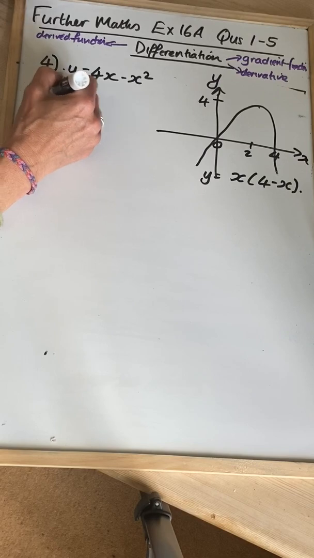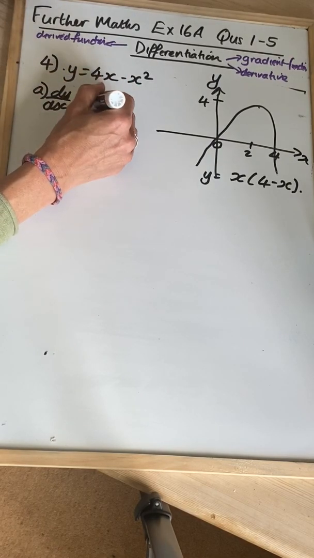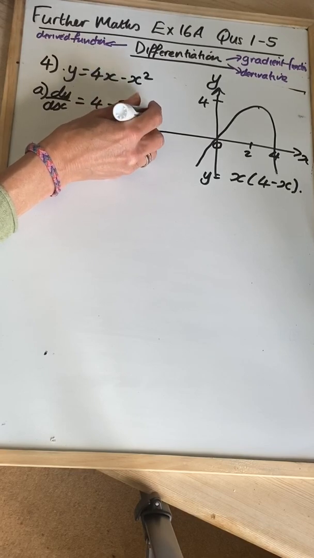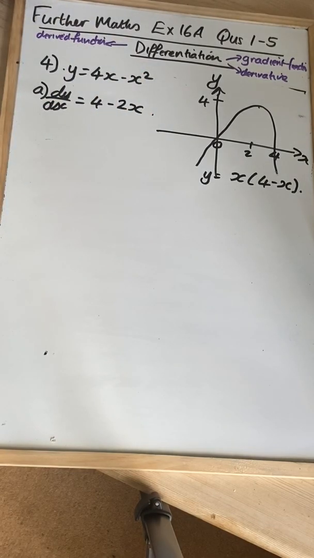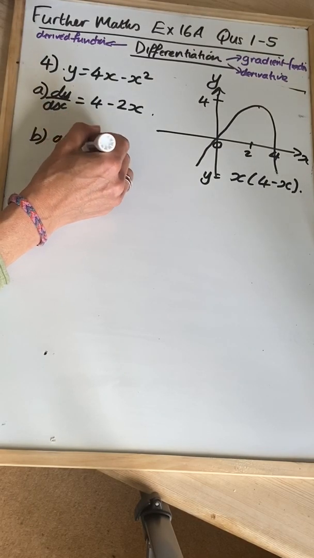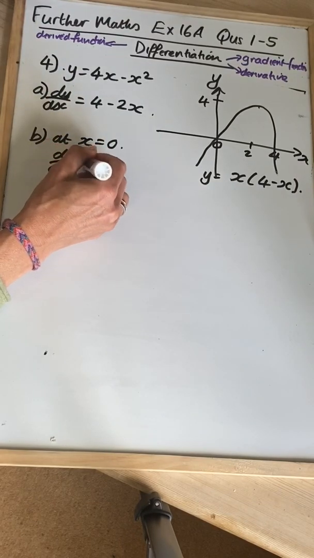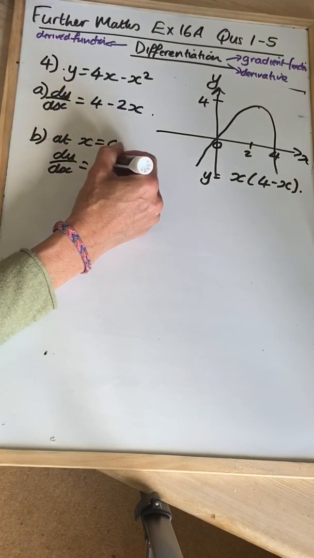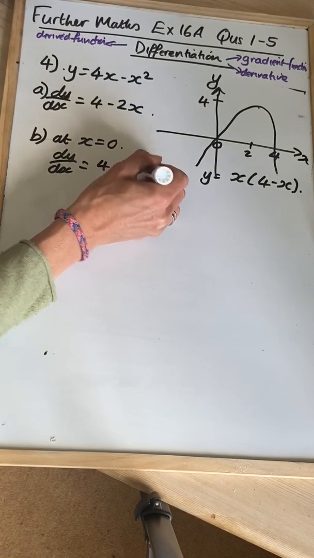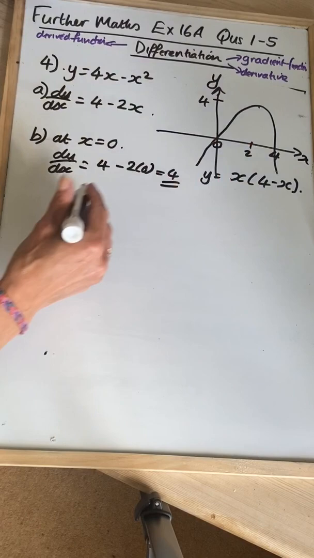So first thing, work out dy by dx. That's going to become 4, and that's going to become minus 2x. Gradient at each point where the curve crosses the axes. So at x equals 0, dy by dx equals 4 minus 2 times 0. So that equals 4. That sort of makes sense. It's a positive gradient there.